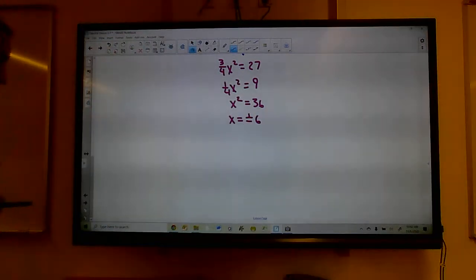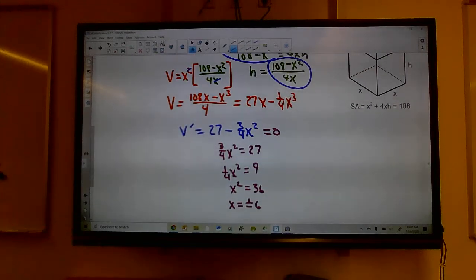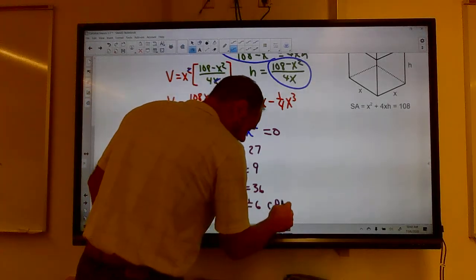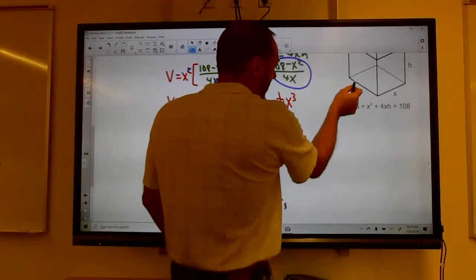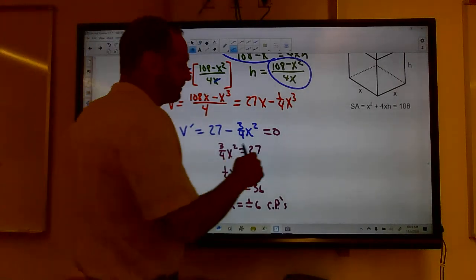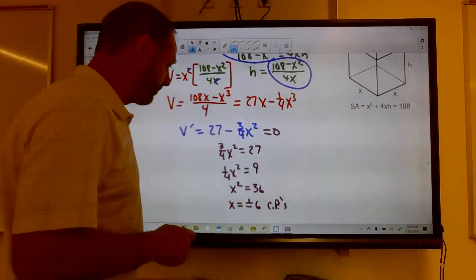Now, obviously, I can't have a negative distance, so I get to throw out the negative 6. Now, here's my critical point, right? But don't forget that critical points are also the endpoints. So what would my endpoints be? Well, the minimum that x could be would be 0. Okay? And the maximum that it could be is the square root of 108 because I have to have part of it here and part of it over here. So I have 3 points that I need to check.